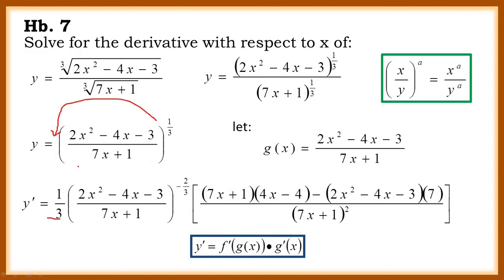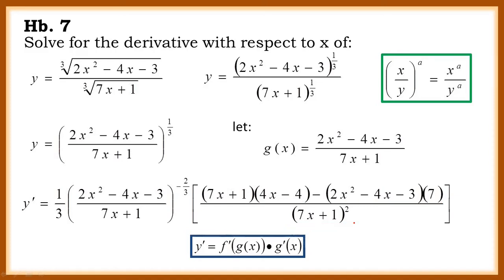And then, we copy, hindi binago si inner function, and then binawasan ito ng 1, kaya ito ay naging negative 2 over 3. Then, dahil tinreat natin etong part na to as our inner function, via chain rule, kailangan nating i-multiply yung outer function natin sa derivative ng ating inner function. Getting the derivative of this, by using quotient rule, ito yung nakuha natin. Low denominator times derivative of the numerator minus numerator times derivative of the denominator all over the square of our denominator.